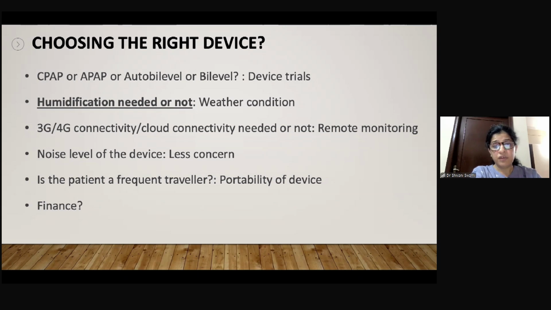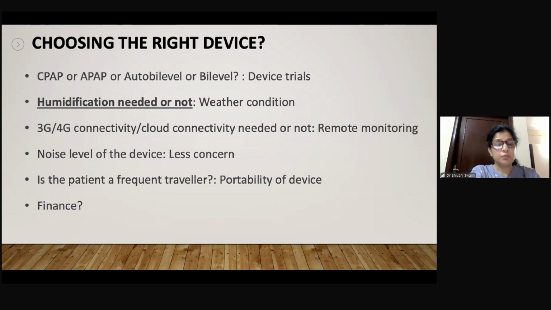whether the patient needs humidification, then whether the patient needs cloud connectivity, because if they would need very close remote monitoring, then cloud connectivity is genuinely extremely helpful, wherein not only can you see the usage or what is actually going on, how much is the pressure, how much is the leak, but if you need to make small changes in the pressure or in the settings of the equipment, you could actually do it from the comfort of your office.